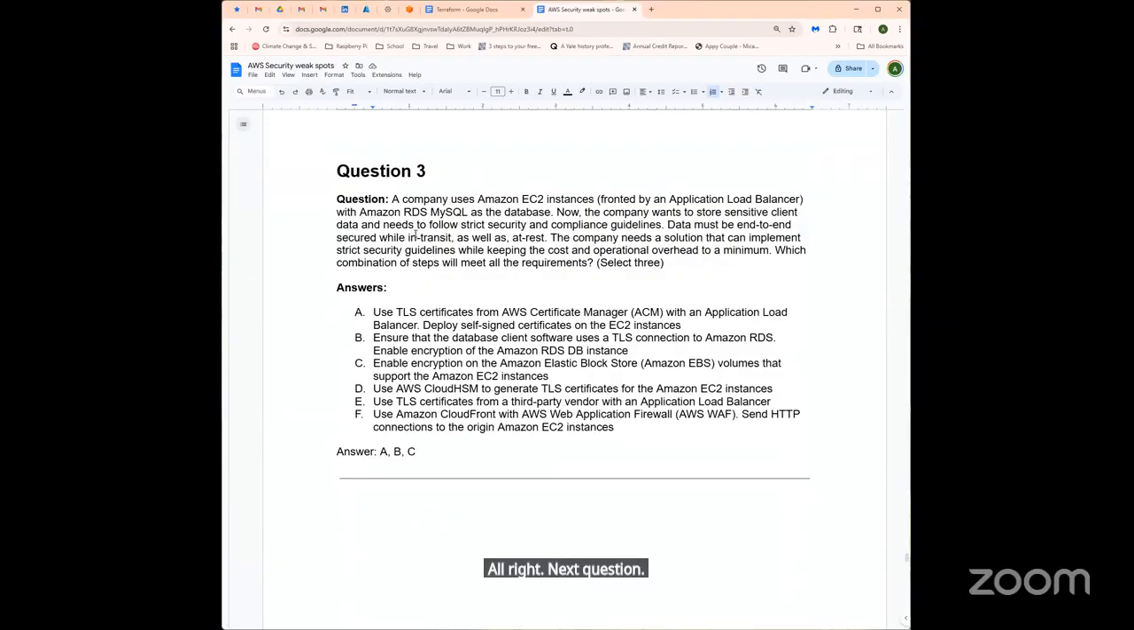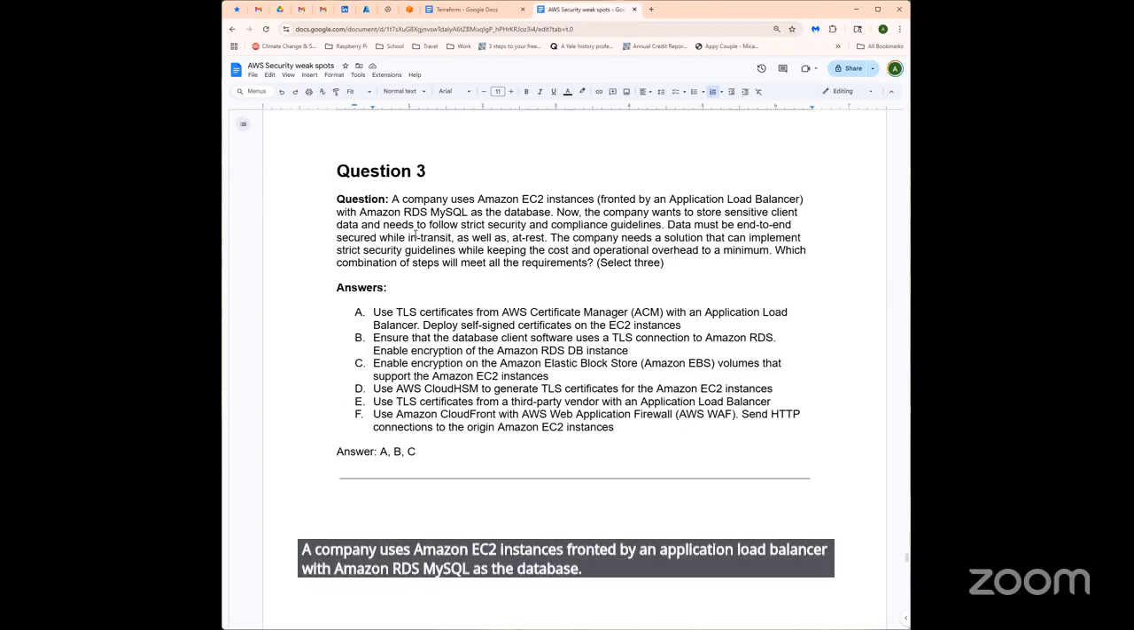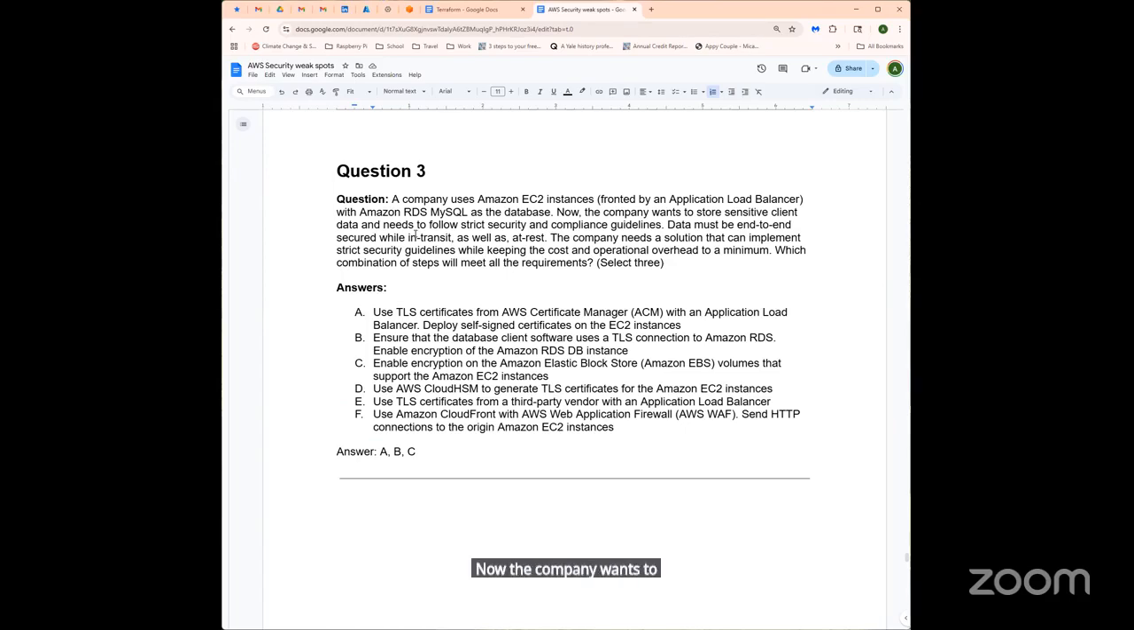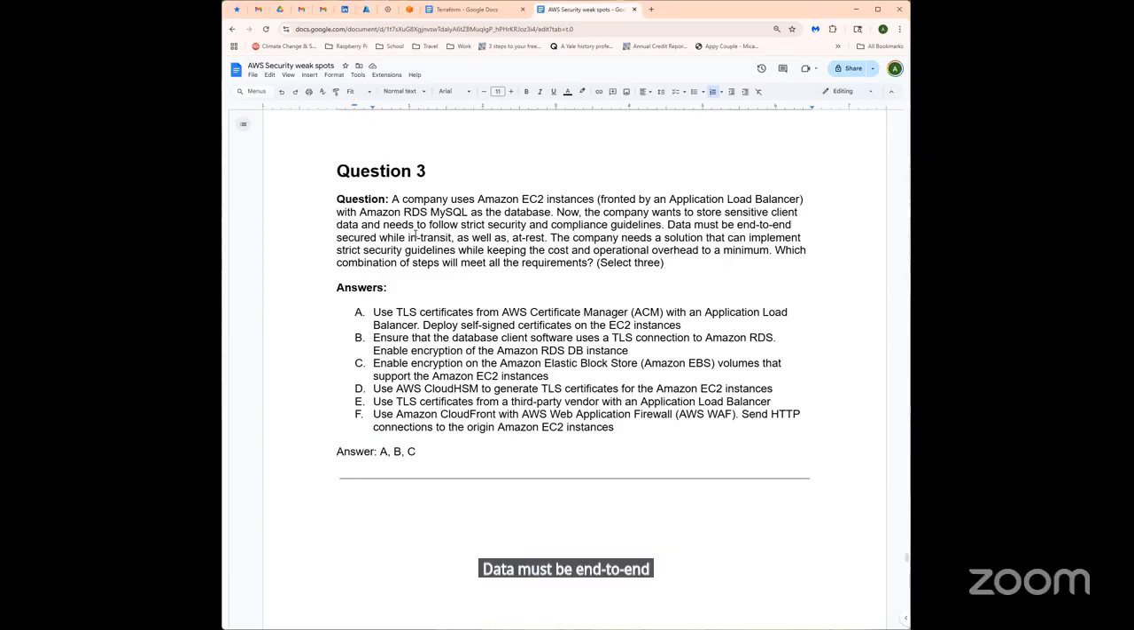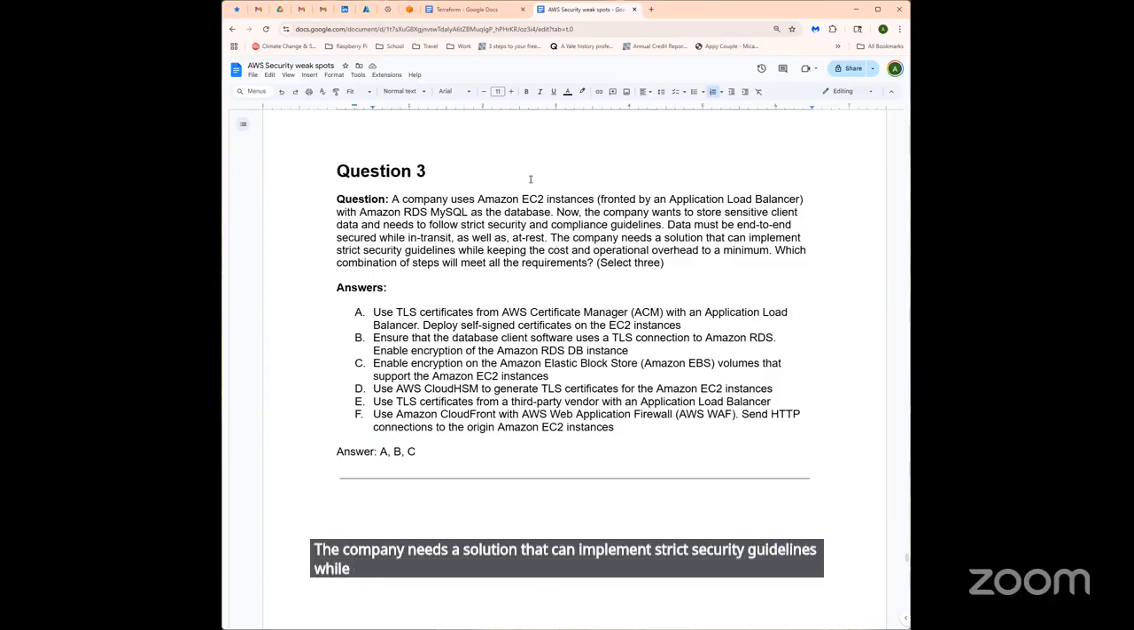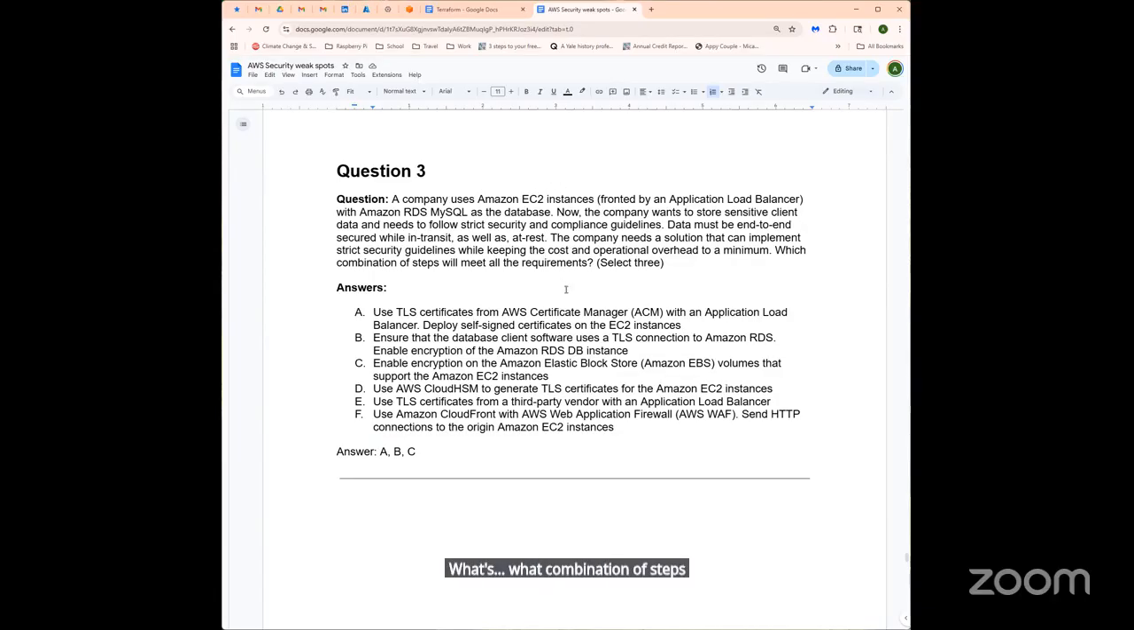The company uses Amazon EC2 instances fronted by an Application Load Balancer with Amazon RDS MySQL as the database. Now the company wants to store sensitive client data and needs to follow strict security and compliance guidelines. Data must be end-to-end secured while in transit as well as at rest. The company needs a solution that can implement strict security guidelines while keeping the cost and operational overhead to a minimum. What combination of steps meets the requirements?